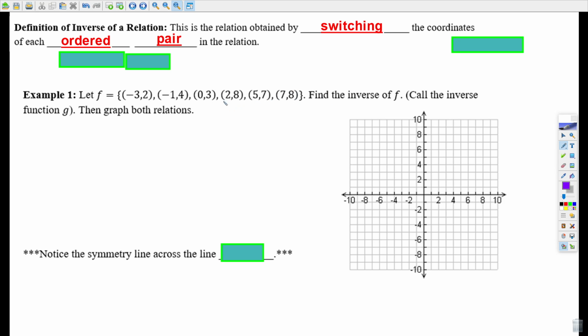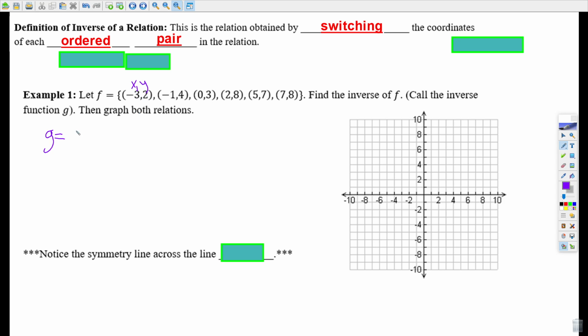For a very simple example, we're just going to take a bunch of coordinates, as you can see here. We're going to find the inverse of f. So this is considered f, all these points. We'll call the inverse function g, and then we'll graph both relations. So let's do g, and we're just going to switch all these points. So instead of having x, y, we're going to be switching around to say y, x.